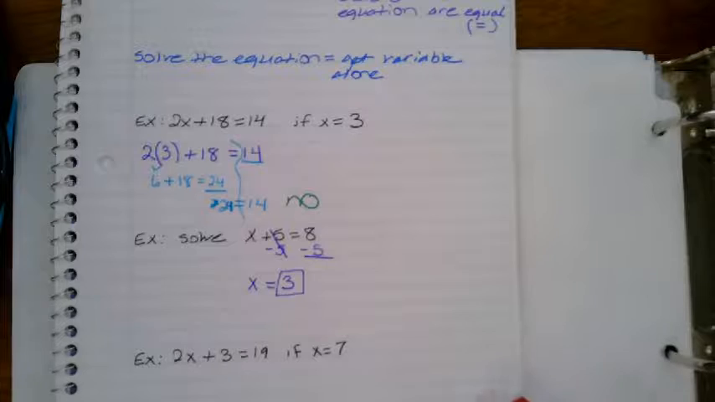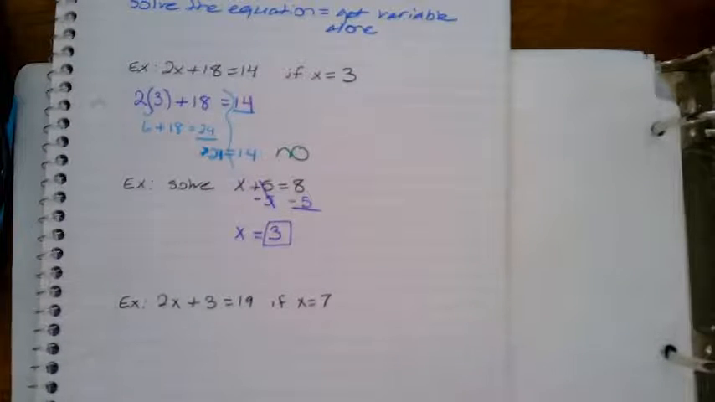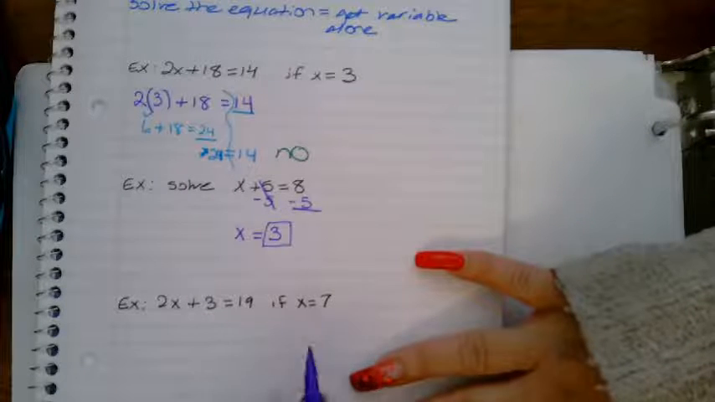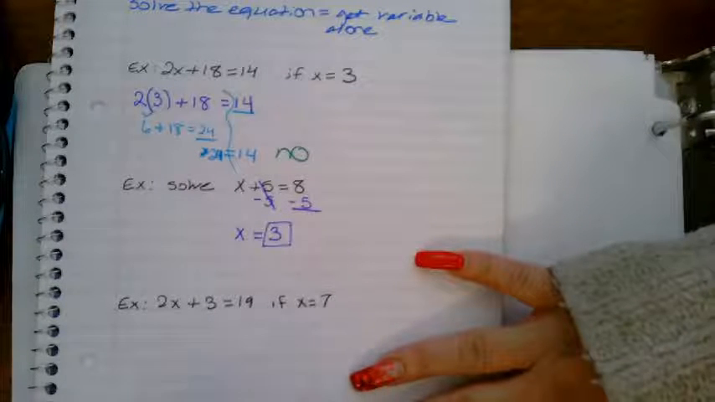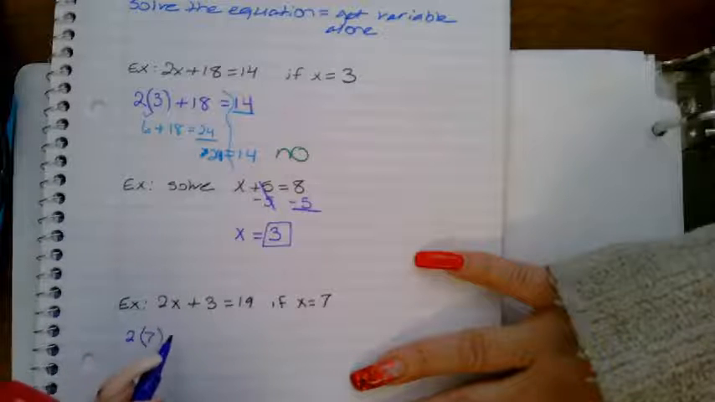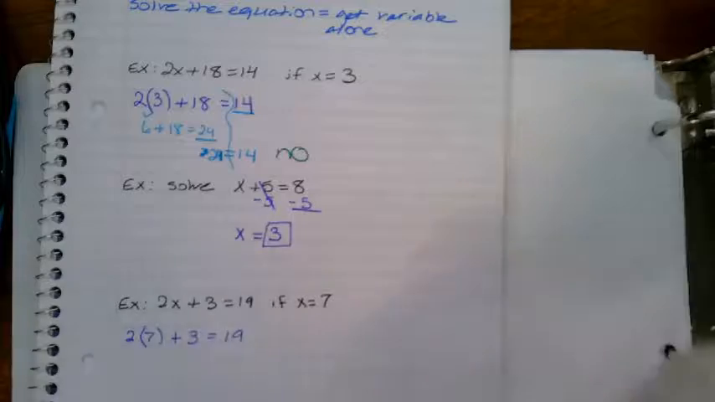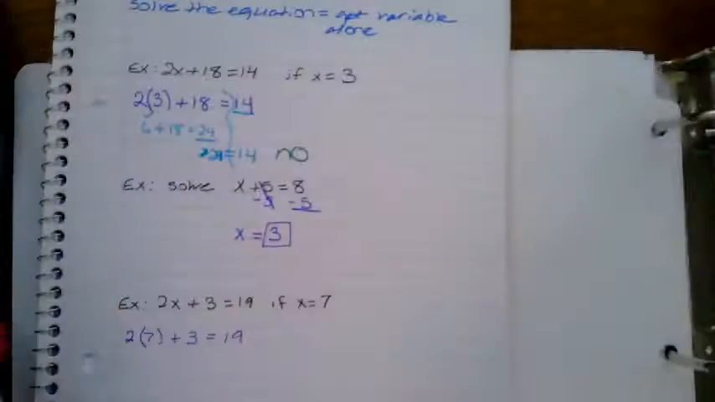All right, our next example, guys. We are given 2x plus 3 equals 19. And it says if x equals 7. So is that a solution? We're finding our solution here. We're going to rewrite the equation using the 7. So it's going to be 2 times 7 plus 3 equals 19. Now we have to solve it. We've got to see if both sides of this equation are equal or not. All right? And we've done a lot of that, so we know what we're doing there.